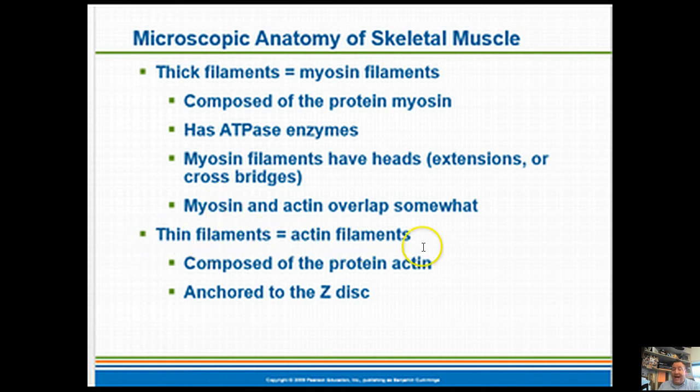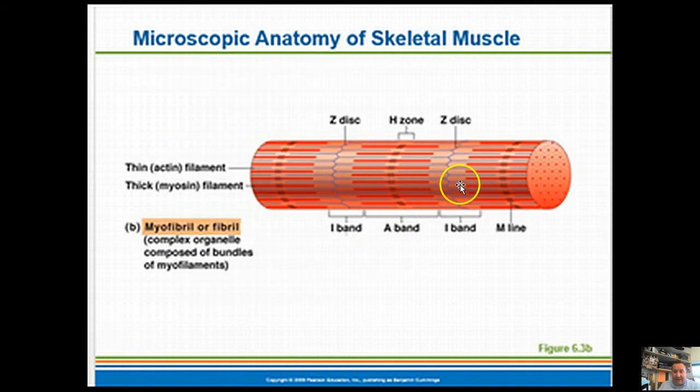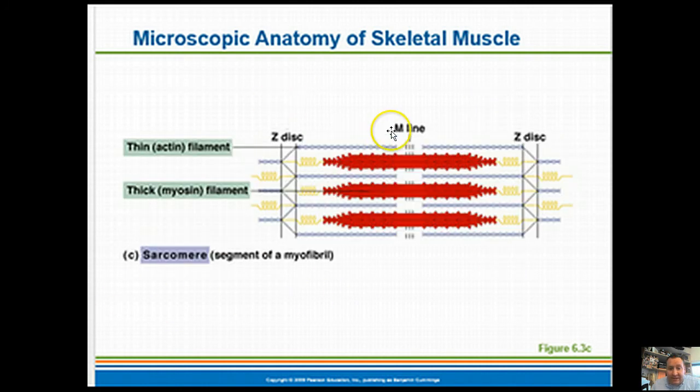Thin filaments are actin filaments. They're composed of a protein that's called actin. They're anchored in place by something that we call a Z-disc. So I'm going to take this picture and blow it up even more, where we're just taking a look at an individual sarcomere right here. So this is the sarcomere that's right here. You can see here's the myosin in red, and you can see these little tiny heads on the myosin itself.